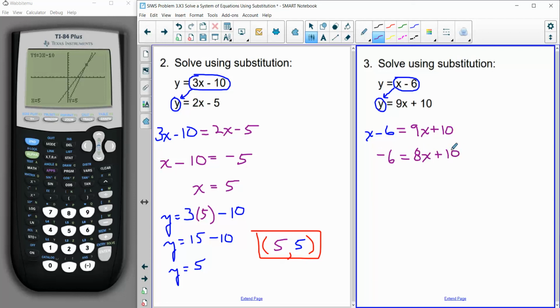So it's gone from the left, and 9x minus x is 8x. Then I'm going to subtract 10 from both sides. So the 10 disappears from the right, and negative 6 minus 10 is negative 16. And then I'm going to divide both sides by 8, and that gives me negative 2. So now I know what x is, and I just got to figure out what y is. But I know y is x minus 6. It's also 9x plus 10, but you can plug that x value into either equation. So I'm going to do negative 2, that's x, minus 6. So y is negative 8.